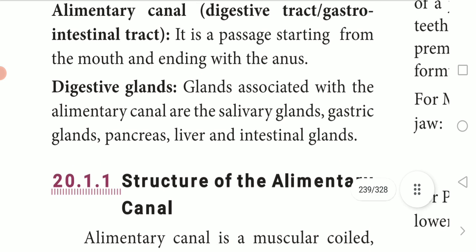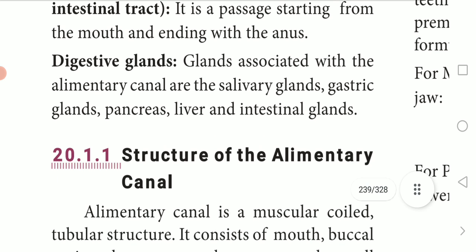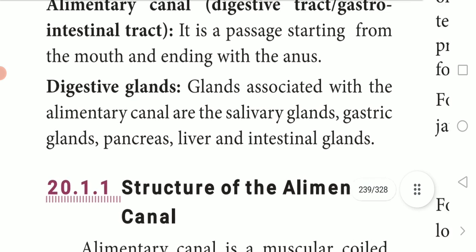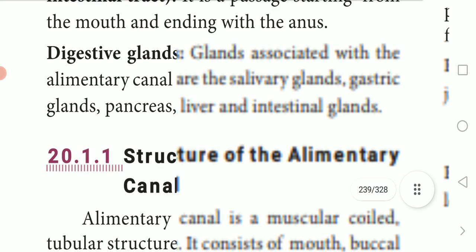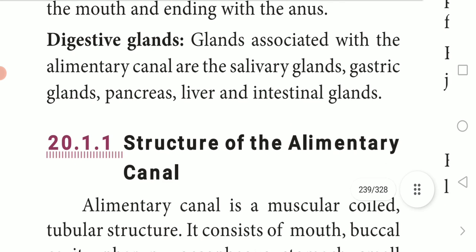Underline the digestive glands. Glands associated with the alimentary canal are the salivary glands, gastric glands, pancreas, liver, and intestinal glands. This is also important for 2 marks. What are glands? Glands mean secretion. Since these glands are used for the digestion process, they are called digestive glands.